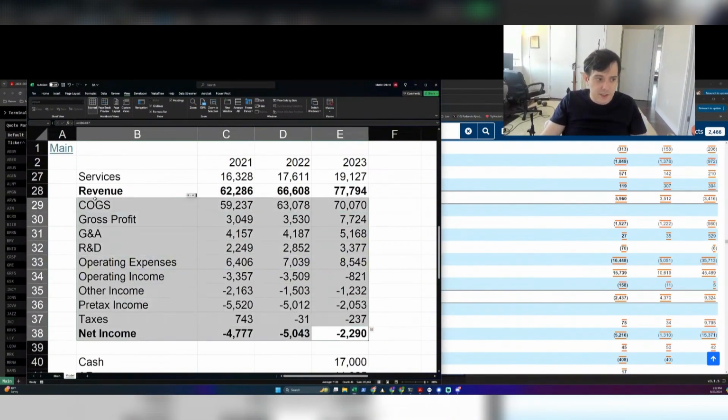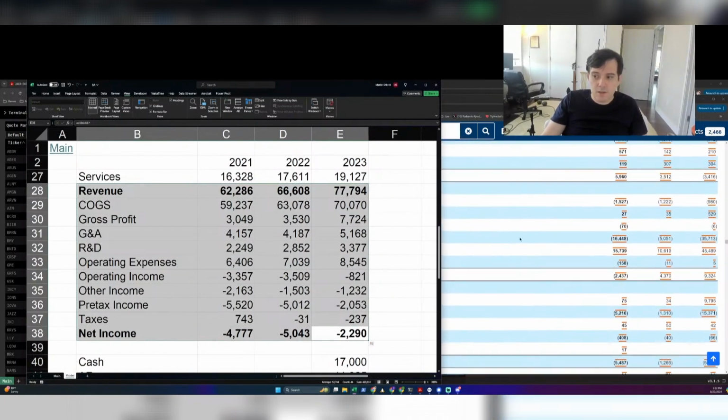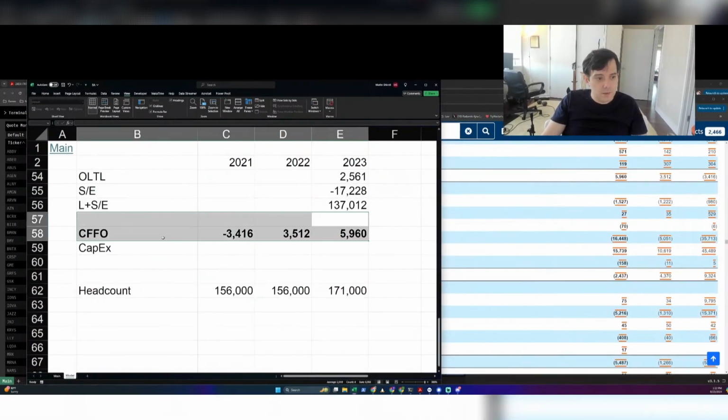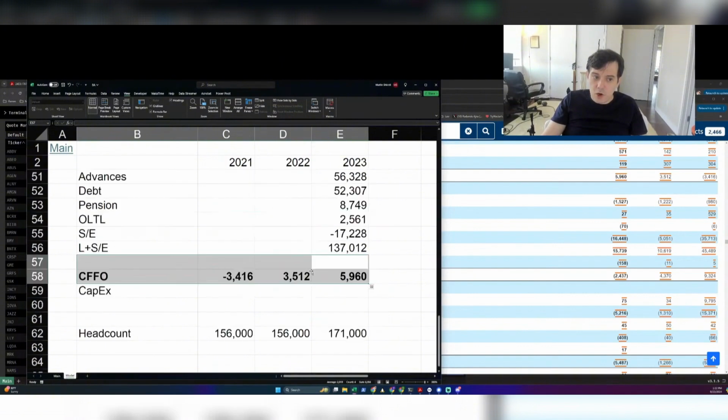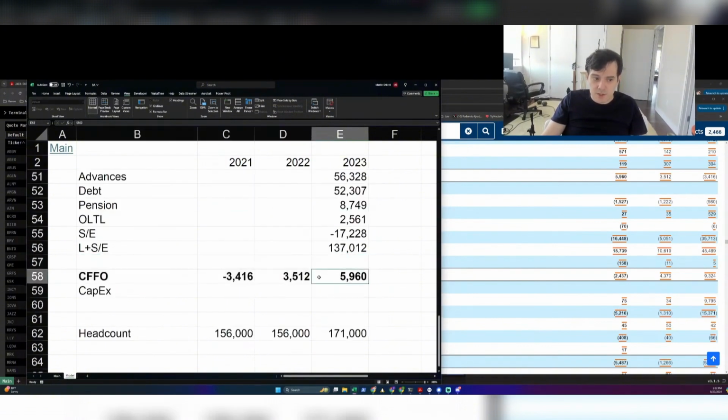If you just look at the income statement, Boeing is losing money. They're unprofitable. What does that mean? Well, if you look at the cash flow statement, they are profitable. They made $6 billion last year. They'll probably make more than that. Look at the trajectory. Negative $3 billion two years ago, then positive $3 billion, then positive $6 billion. Okay?